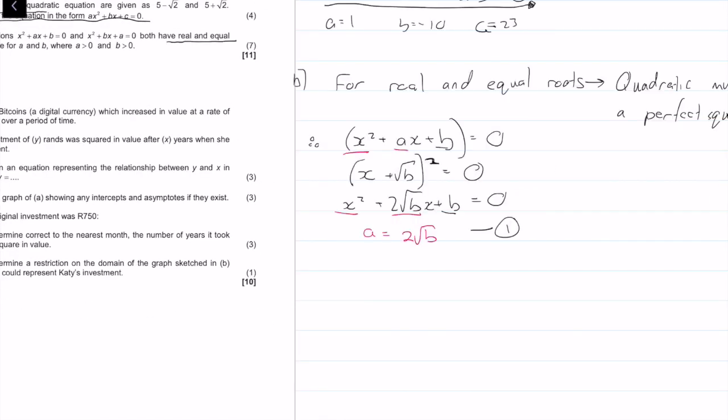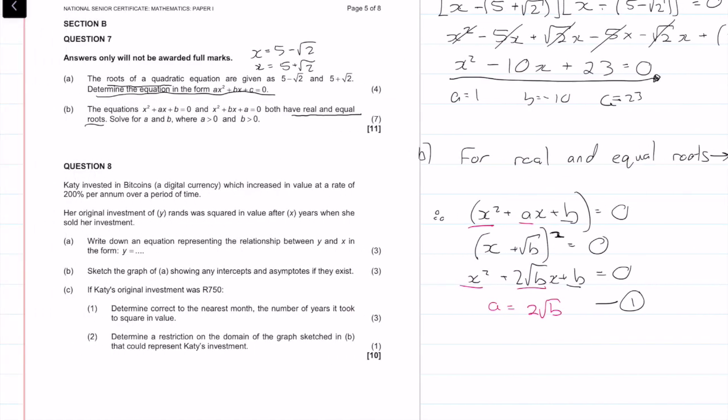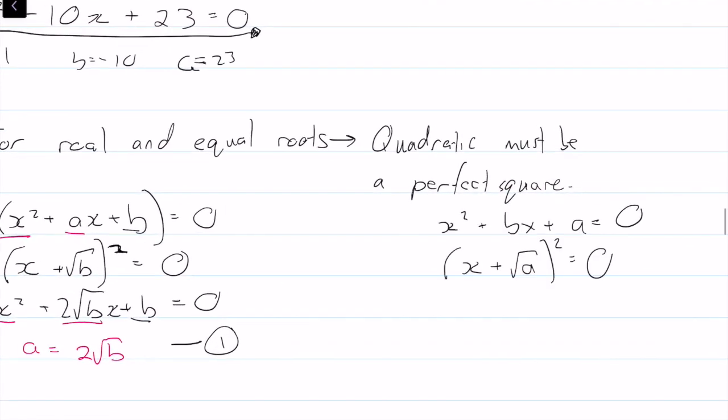Now I'm going to do exactly the same thing with the next equation. The next equation was x squared plus bx plus a, so x squared plus bx plus a is equal to 0. Again, we know that it has to be a perfect square, therefore x plus the square root of a must equal 0, all of that squared. So that means we have x squared plus 2 square root of a x plus a is equal to 0.